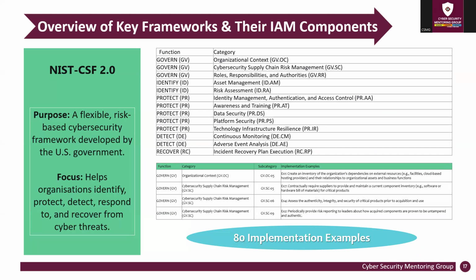And you can do a simple search, without reading everything, looking at the keywords that I shared earlier for identity, either single sign-on, verification, authentication, machine or user. Just use those words and search the framework. You will definitely find a lot more than this 80. Now, I isolated govern and looked at the categories. So there's govern, organizational context, which is GV, then organizational context, OC. The implementation example says, create an inventory of the organization's dependencies on external resources, facilities, cloud-based and hosting providers, and their relationship to organizational assets and business functions.